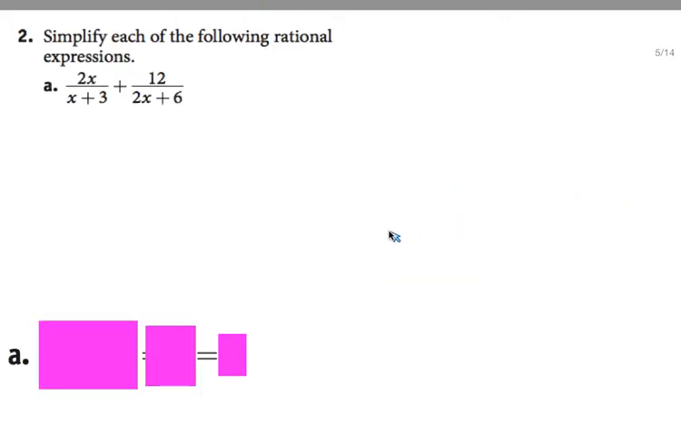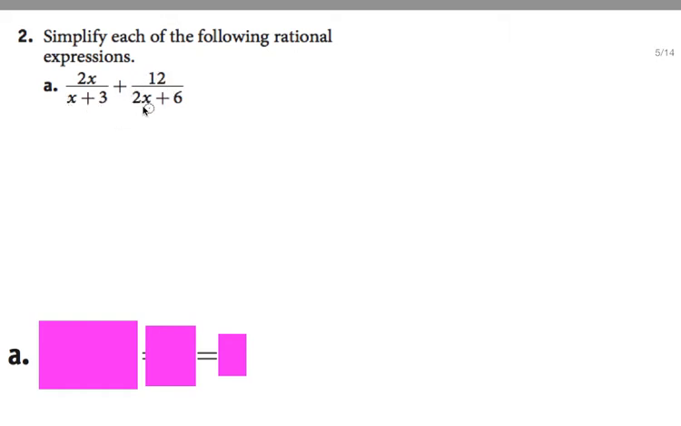All right, another example, we are going to simplify each of the following rational expressions. Okay, and anytime you're simplifying rational expressions, there's usually more than one way or more than one method to follow. Just in this one, I know I need to add these two fractions together, and before you can add fractions, you have to have common denominators, okay?